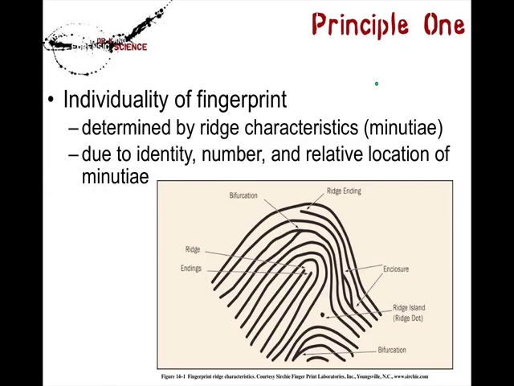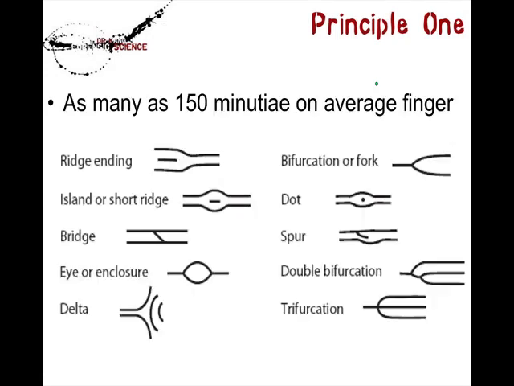And the individuality of our fingerprints comes from what are known as minutiae, and these are the ridge characteristics. How our fingerprints are individualized is due to the identity of the minutiae, the number that we have, and the different locations of these different minutiae. On an average finger, there are about 150 minutiae.